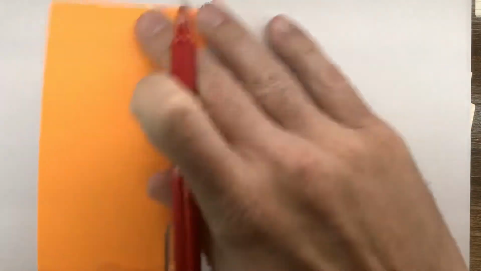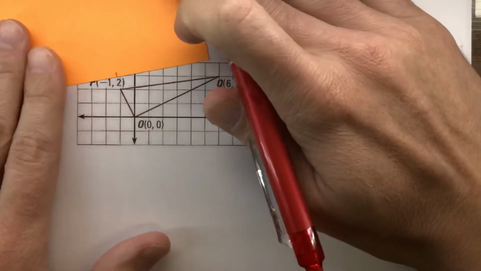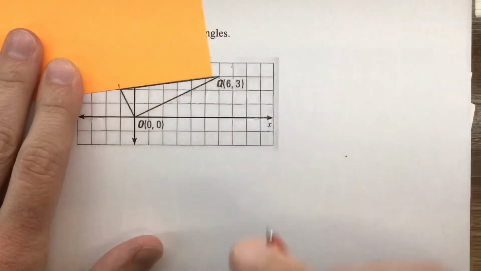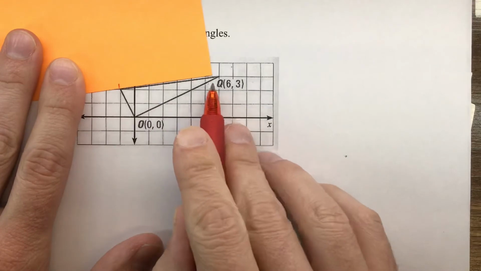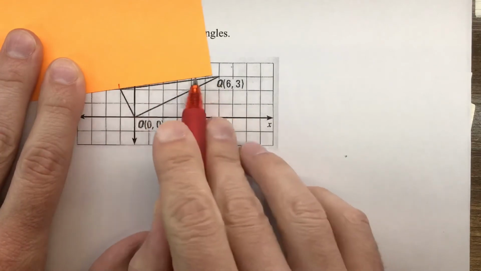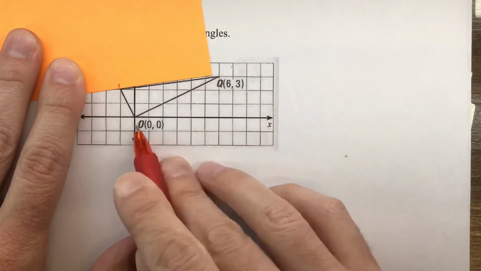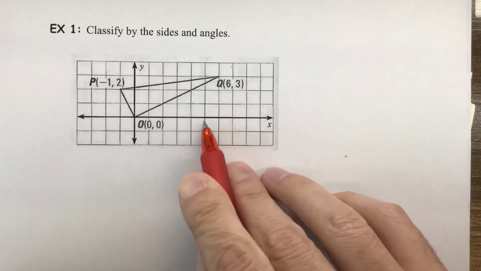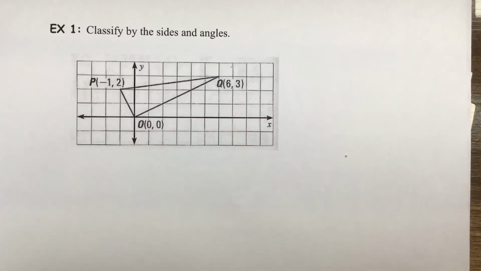Then I'm going to take that, go over here and match it up with PQ. When I do that, I notice it appears as though that segment is just a little bit longer than OQ. So visually, I believe now that this might be scalene, but if the picture is not drawn to scale, if these aren't actually true squares that we have here, that could be a little bit misleading.